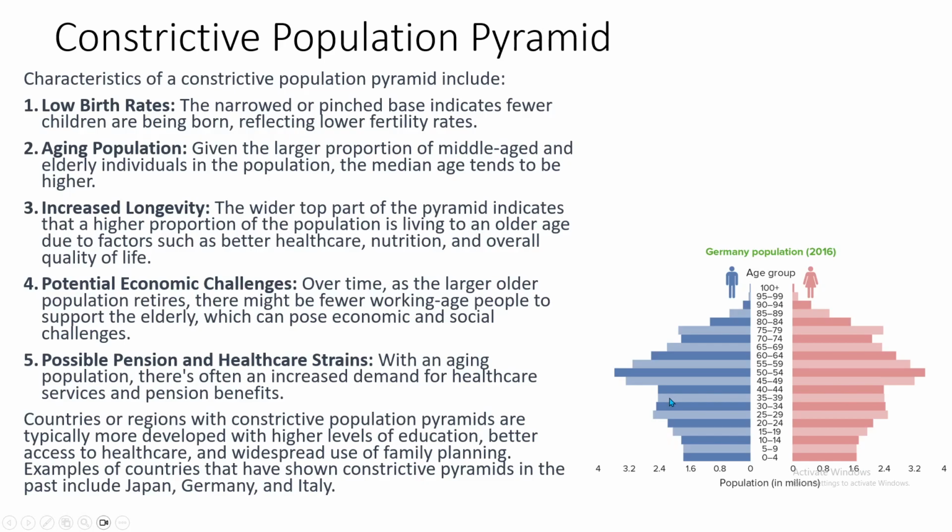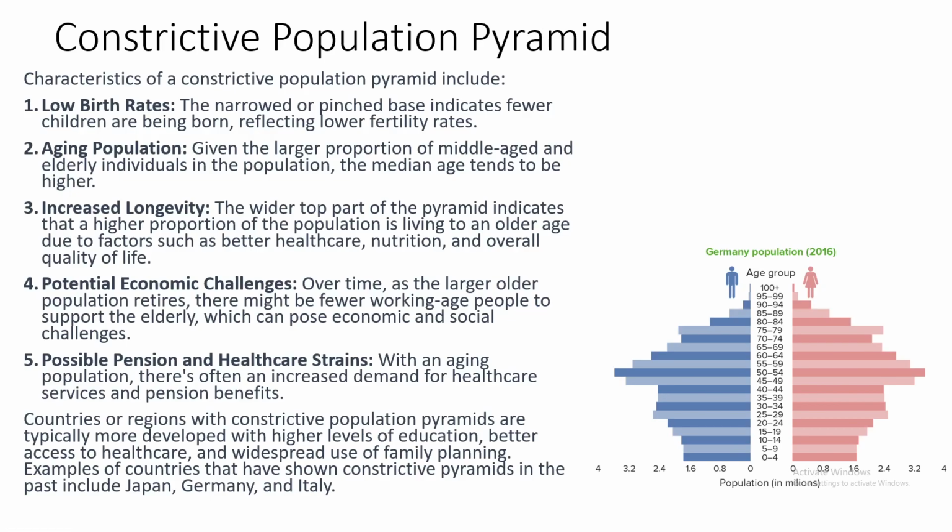So we see the narrowed or pinched base indicating fewer children are being born, reflecting lower fertility rates. We can see it is an aging population or potentially already aged. So given a larger proportion of middle-aged and elderly individuals in the population, the median age tends to be higher. And we can definitely see that on this one. Especially as we can see people between the age of 45 and 60 in the next decade or two would all be in these upper age brackets.